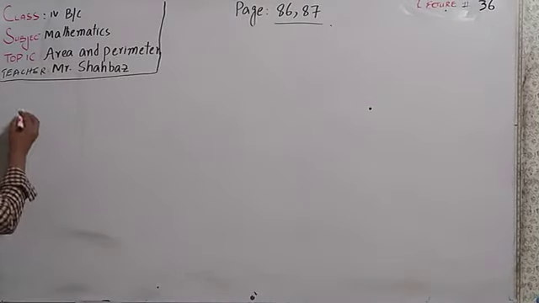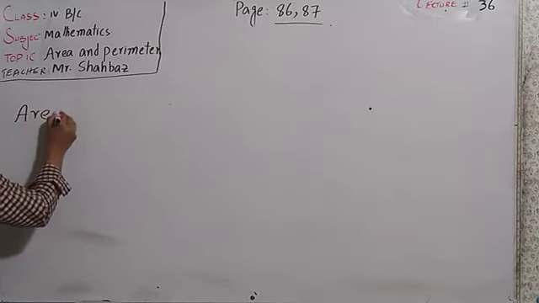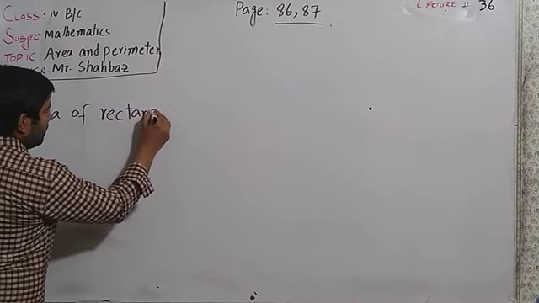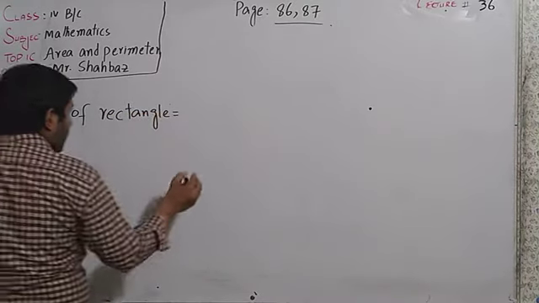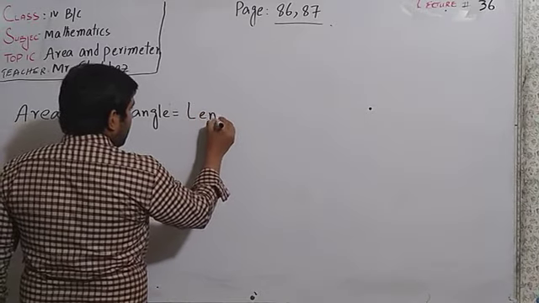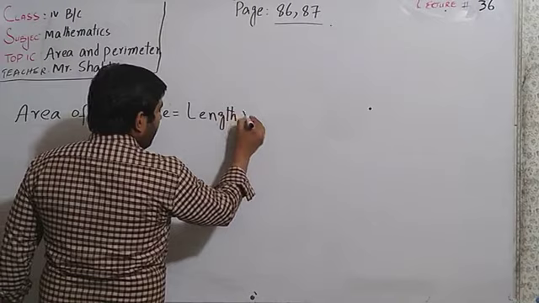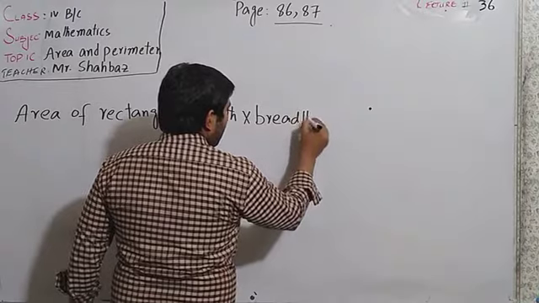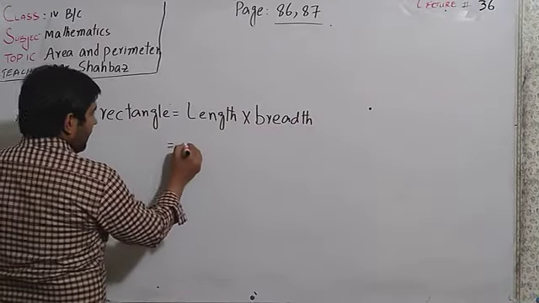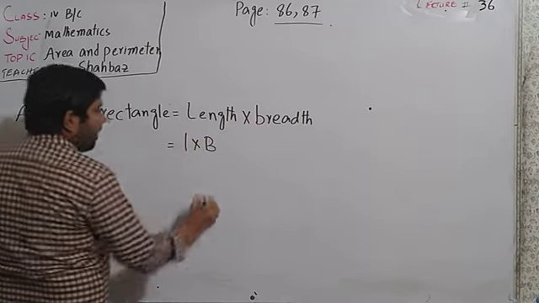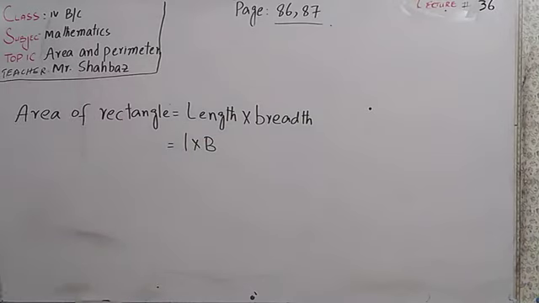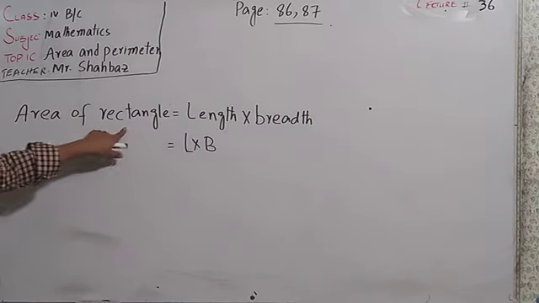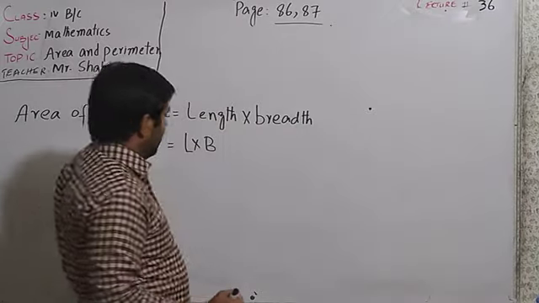Area of rectangle is equal to length multiplied by breadth. You can write it like this: length multiplied by breadth. Okay. When we find the area of a rectangle, we have to multiply length with breadth.